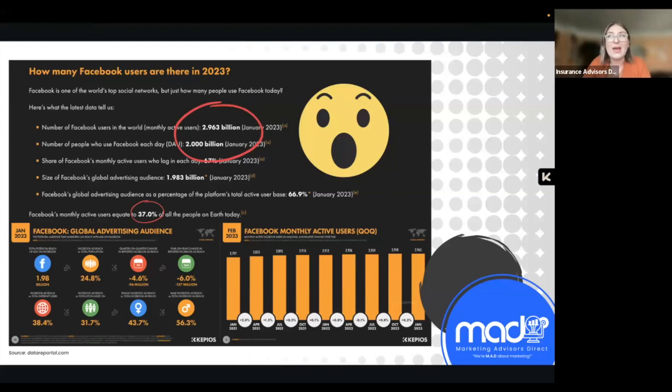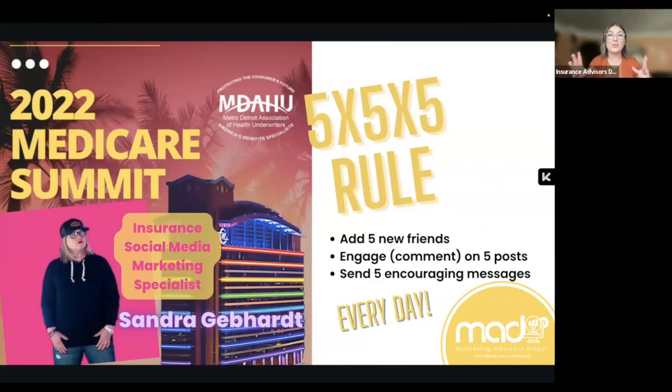We've got 8 billion people on the planet, right? So if 2 billion people are using Facebook each day, so I said before it was 1/8 of the world's population. It's a quarter of the world's population. So Facebook's global advertising audience is 1.9383 billion people. So, again, you've got a good quarter of the world who's on Facebook and ready to see your ads. But again, we're not really talking about ads here. What we really want to focus on is engaging with other people through groups.